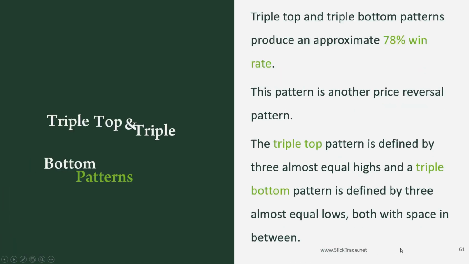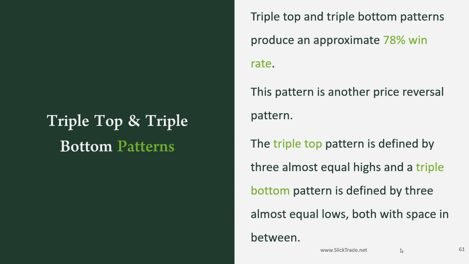So let's get started. Triple top and triple bottom patterns produce an approximate 78% win rate. This pattern is another price reversal pattern, similar to the double top and double bottom patterns. The triple top pattern is defined by 3 almost equal highs, and a triple bottom pattern is defined by 3 almost equal lows, both with space in between.